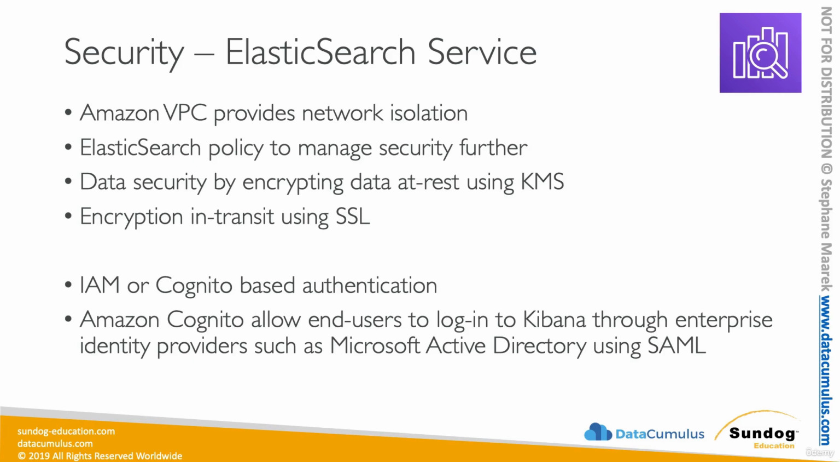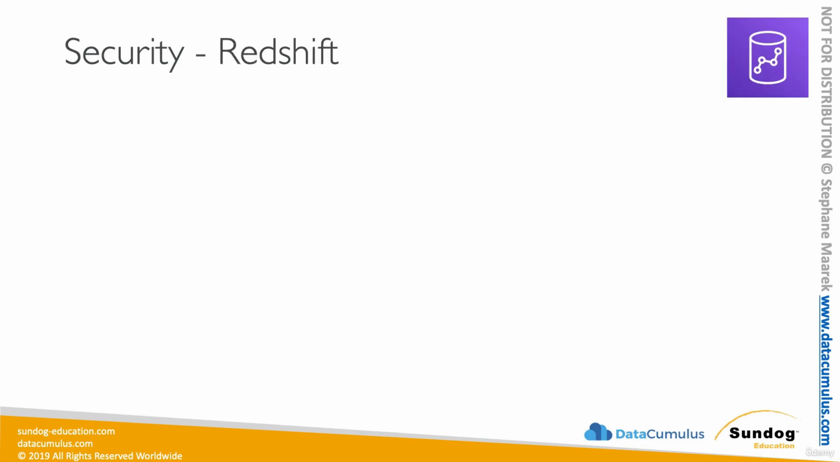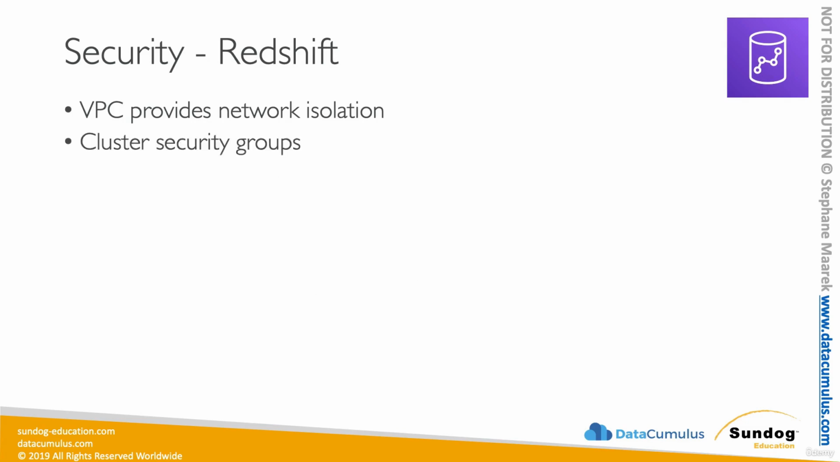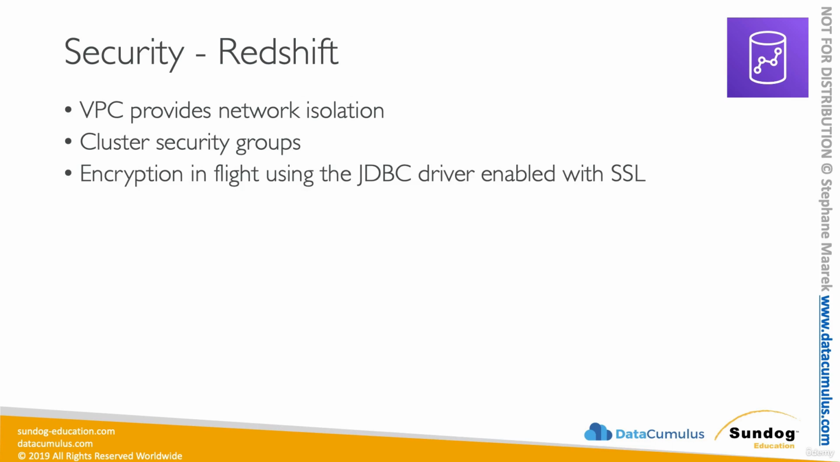Okay, so now we have Redshift, and Redshift is also very, very important to know in terms of security. So the VPC will provide you with network isolation for Redshift, and on top of it you can apply cluster security groups to ensure you have control over which machines can access your Redshift cluster. You get encryption in flight because you're using the JDBC driver enabled with SSL, so you can definitely encrypt your data directly going into Redshift.